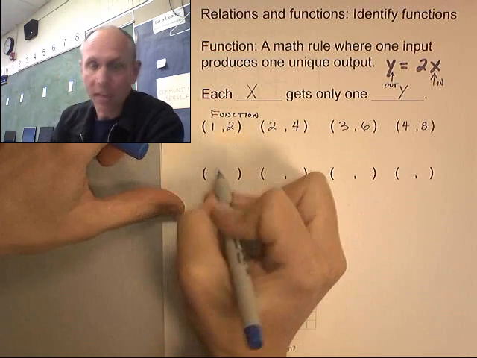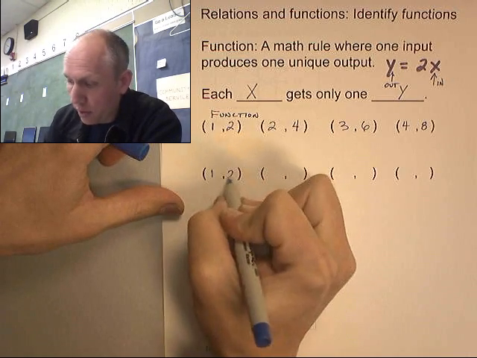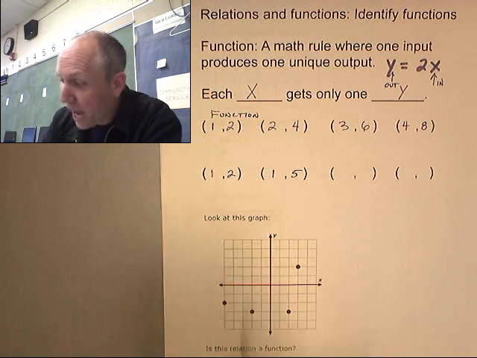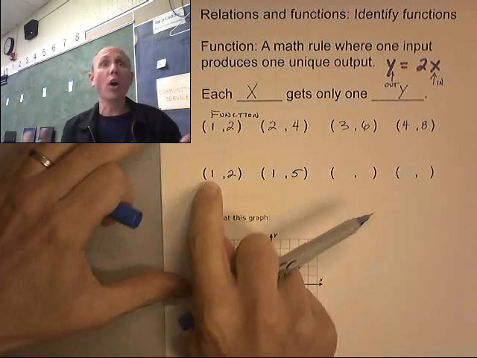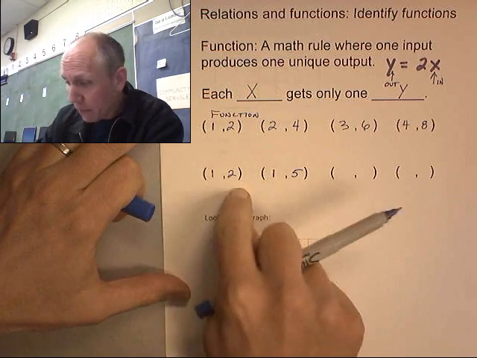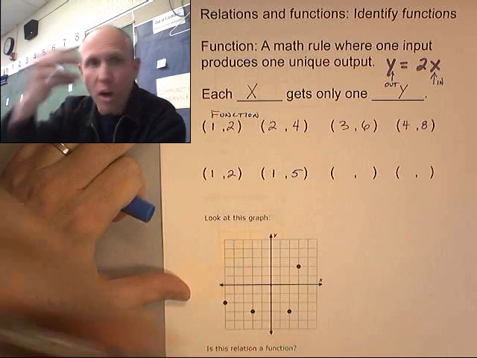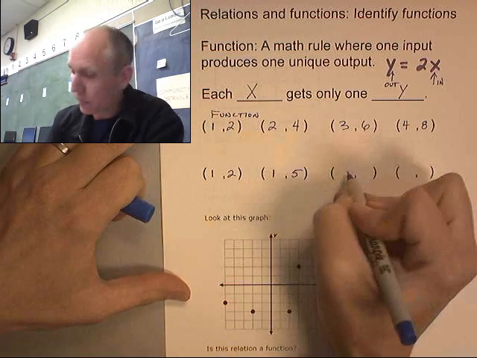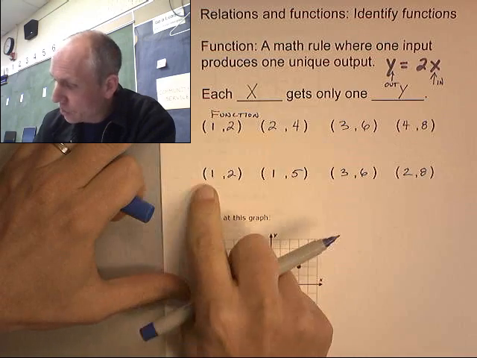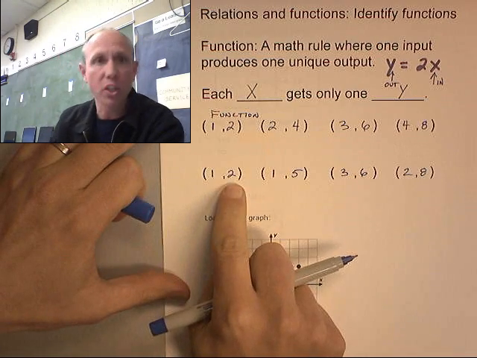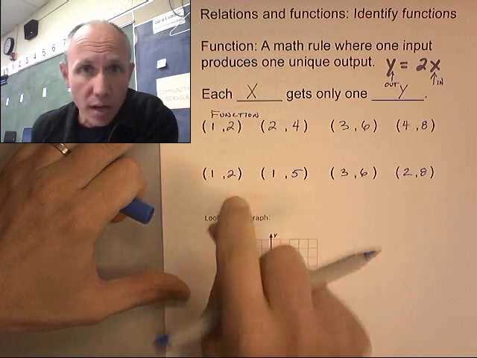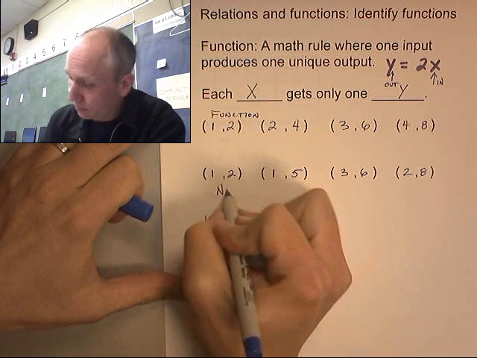Watch this. We're going to make it not a function. I put in 1, and out comes 2. I put in 1, and out comes a 5. Oh, no! 1 and a 2. That's not a function. Something's crazy here. If I put in a 1, I better all the time have the same thing coming out of it. Now, what if I had a 3 and a 6 and a 2 and an 8? That's great. But I put in a 1, out comes a 2. I put in a 1, out comes a 5. What's going on? This is not a function.